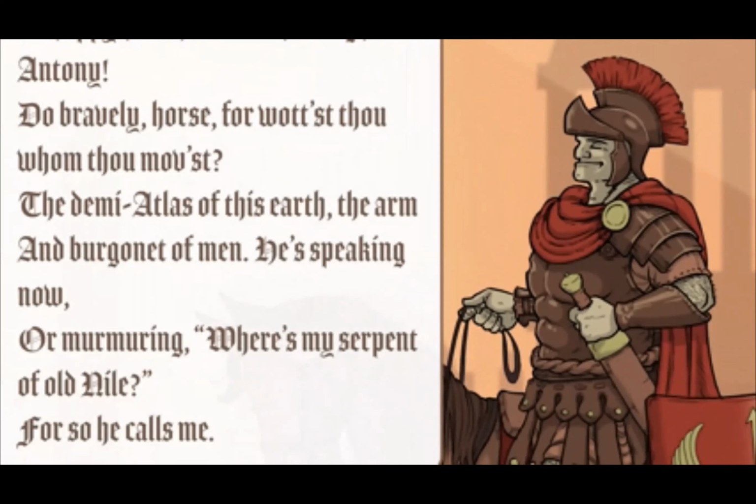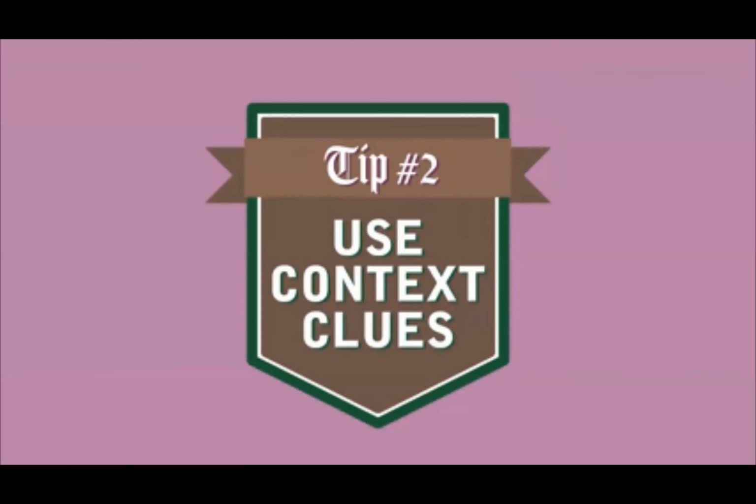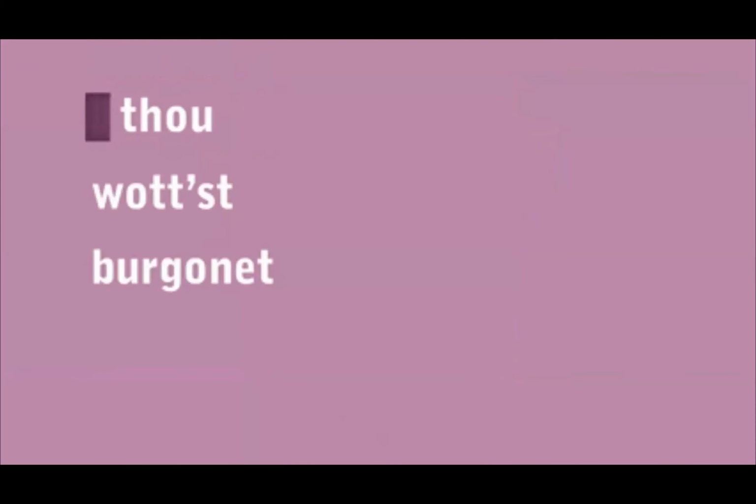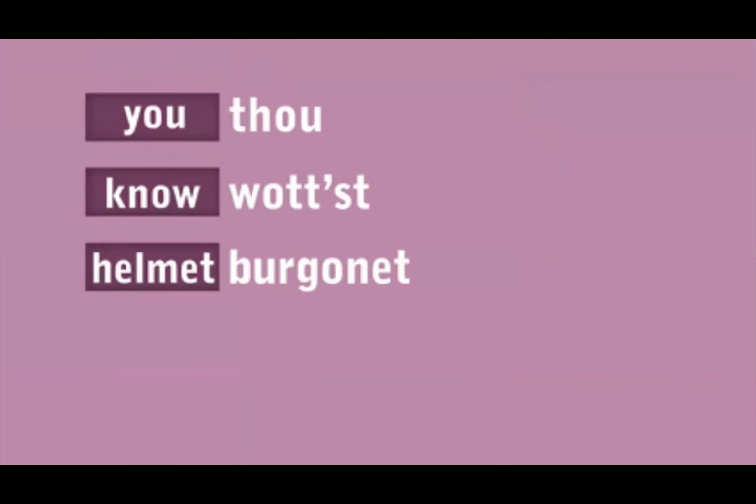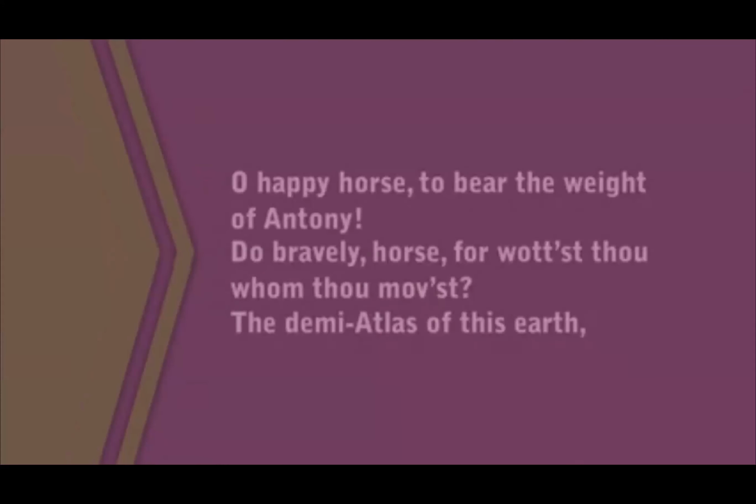Because the syntax of English was different during the 16th century, reading the words on a page may get in the way of understanding their meaning. Reading the passage aloud may make it much easier to understand. You may surprise yourself with how well you can deduce the meaning of a word from other words or clues in Shakespeare's writing. Referencing these context clues should be your first step when determining the meaning of a word or statement. As an example, imagine you don't understand the meaning of this line, "Do bravely, horse, for wot'st thou whom thou movest?"